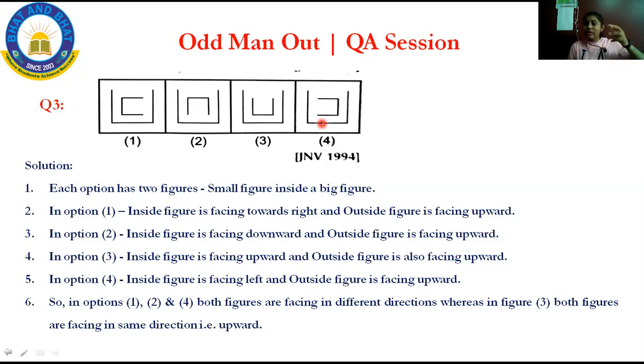Okay, the designs where they are facing is different. But in option 3, the inner design and the outer design are both facing towards the same direction, that is the upward direction. So what is the correct option? We can easily identify: option 3 is the odd man out.